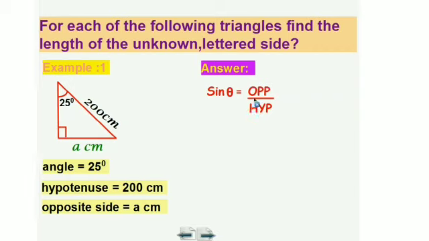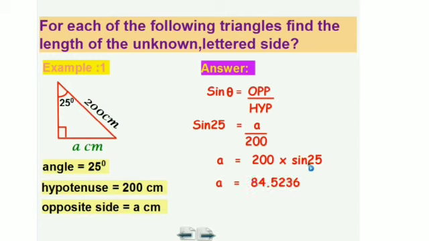What is our opposite side? It's our question, a, then hypotenuse is 200, and the angle given is 25 degrees. So sine 25 degree is equal to a divided by 200. Now use algebra, then a is equal to 200 times sine 25. Now use a calculator, a equals 84.5236 etc. This is our scientific calculator answer. Write this answer to 3SF, then you will get a equal to 84.5 centimeter. So we got the opposite side equal to 84.5 centimeter by using trigonometry.